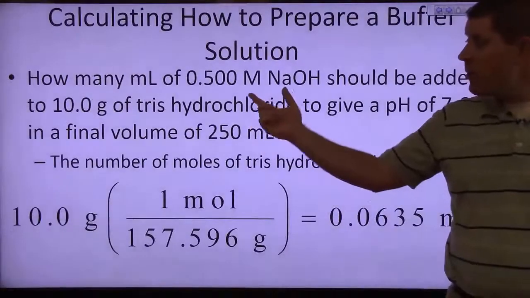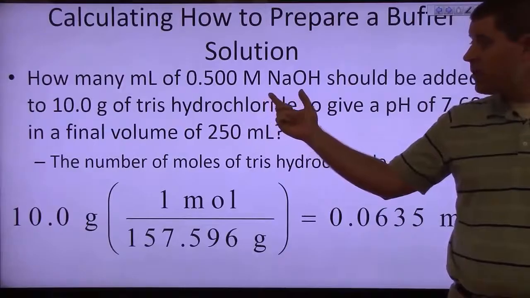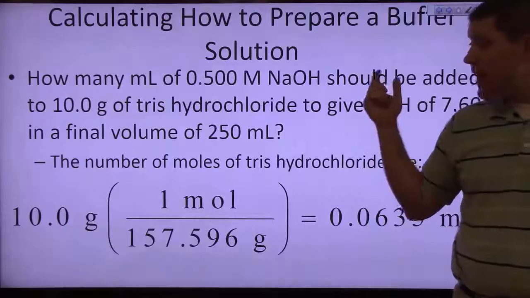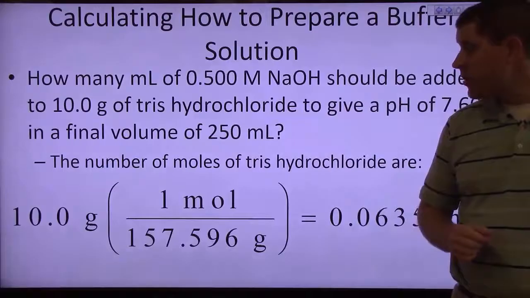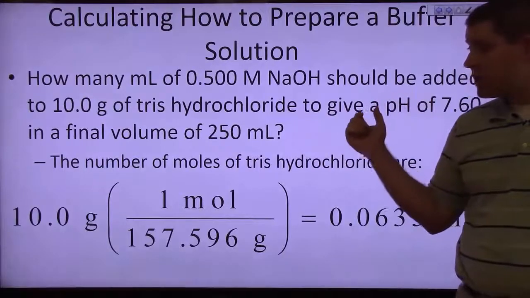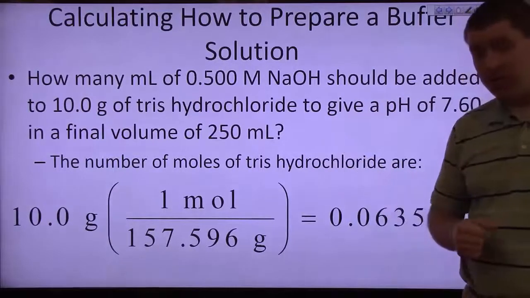Now let's find how many milliliters of 0.500 molar sodium hydroxide should be added to 10 grams of tris hydrochloride to give a pH of 7.60 in a final volume of 250 milliliters.